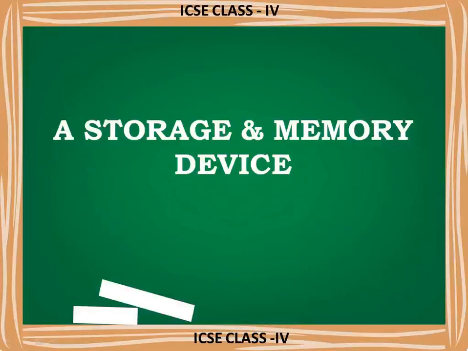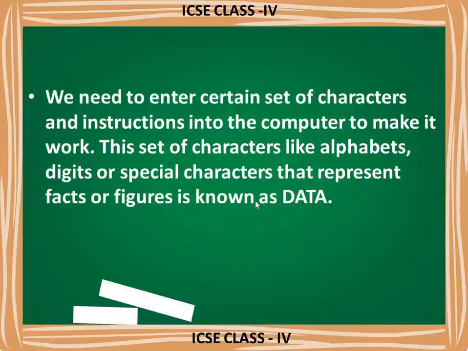This set of characters like alphabets, digits or special characters that present facts or figures is known as data. Data is nothing but alphabets or numbers or characters, and it represents facts or figures. When this data is processed by the processing unit, that is the CPU, it is known as information. When raw data gets processed, that processed data is known as information.